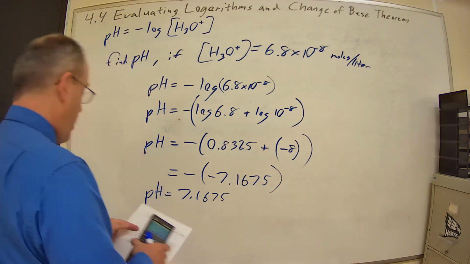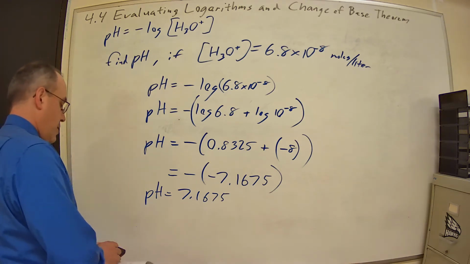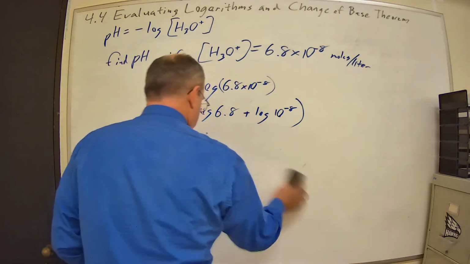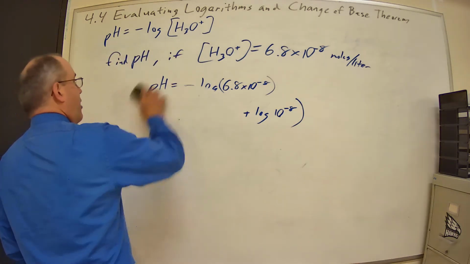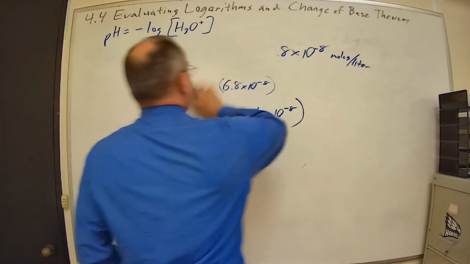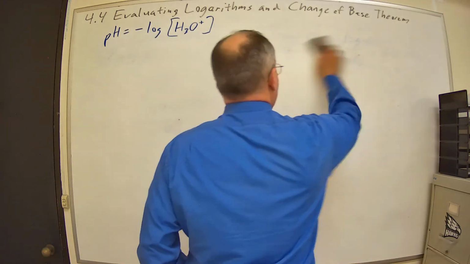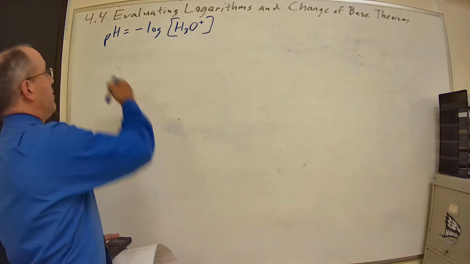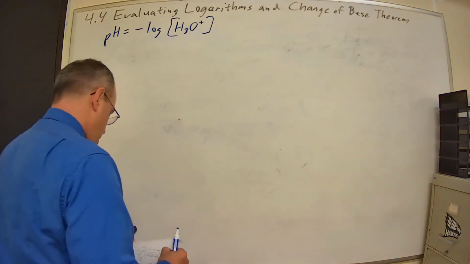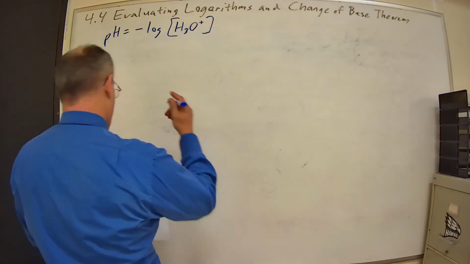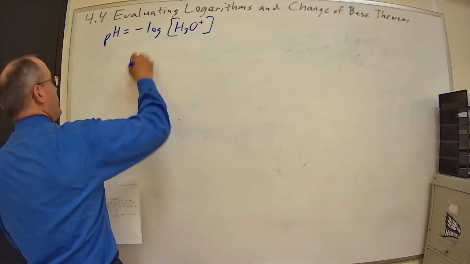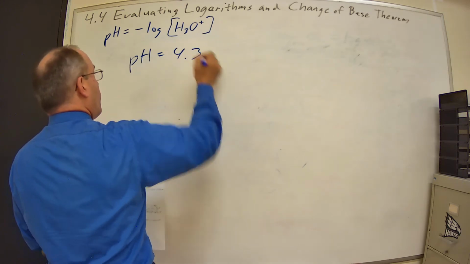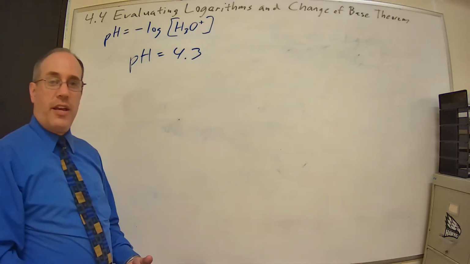Well, let's work it the other way. Let's do an example where we know what the pH is, and we want to find out the concentration of hydronium ions. Well, we can stick with this same formula, but let's say we want to know the hydronium ion concentration if we have a pH of 4.3. So now we're a bit acidic.